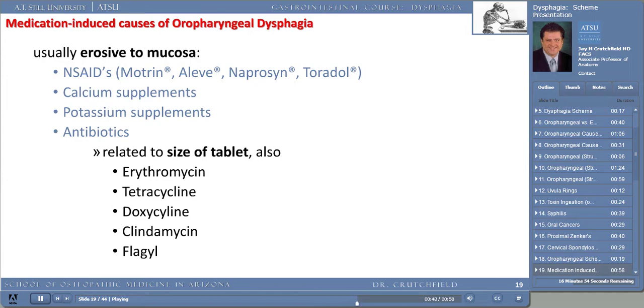Antibiotics such as erythromycin, tetracycline, Flagyl, clindamycin, and doxycycline. These are relatively large tablets, and they also can cause burns in the upper esophagus and the back of the throat, leading to oropharyngeal dysphagia and some odynophagia.